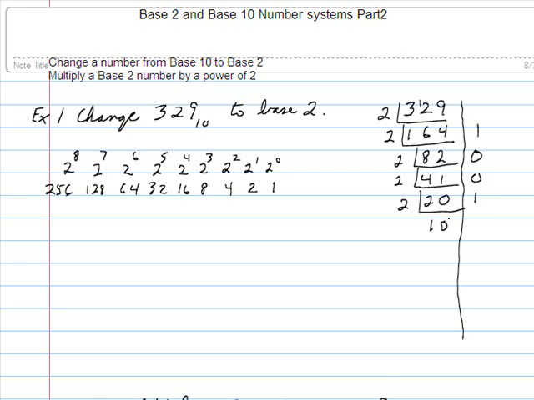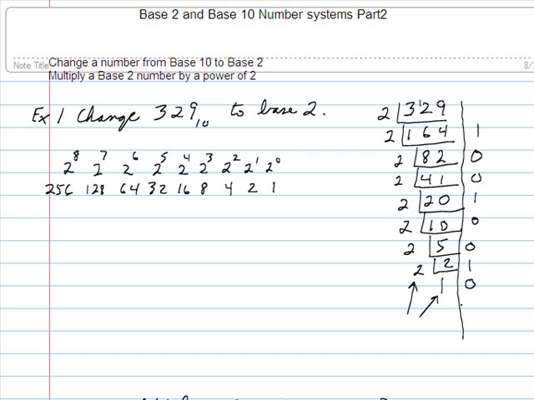2 goes into 20 10 times with none left over. 2 goes into 10 5 times with none left over. 2 goes into 5 2 times with 1 left over. And finally, 2 goes into 2 once. Now, as soon as you reach a point where the bottom number is smaller than your base, you stop. By the way, 2 goes into 2 once with none left over.